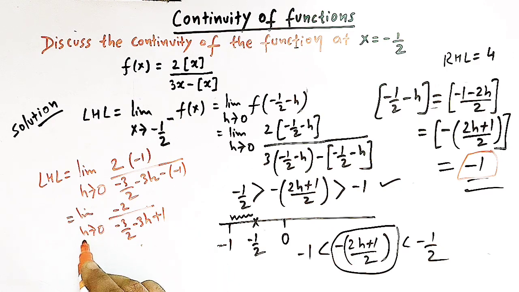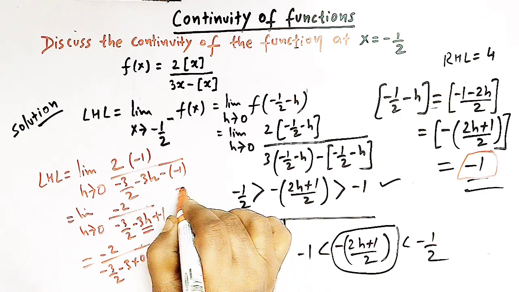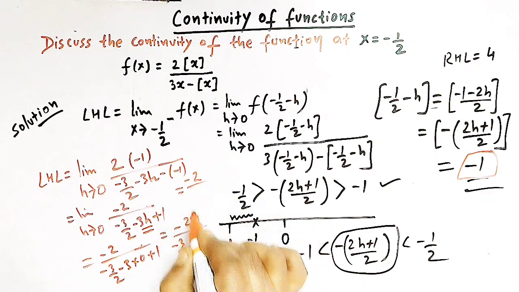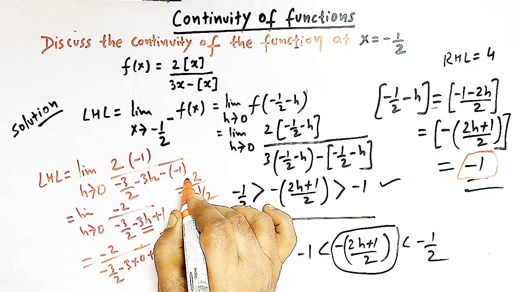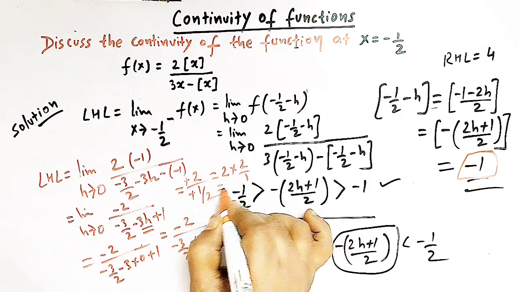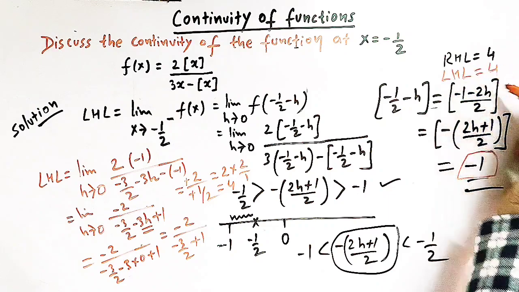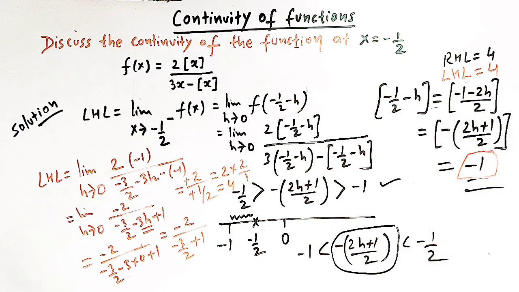So taking the limit h tends to 0, this term is 0. We have minus 2 minus 3 by 2, and here we have minus 3 times 0 plus 1. So minus 2 minus 3 by 2 plus 1, and we can write minus 2 over minus half, and minus and minus get cancelled. We have 2 times 2 over 1, that is 4. So the left hand limit is also equal to 4.